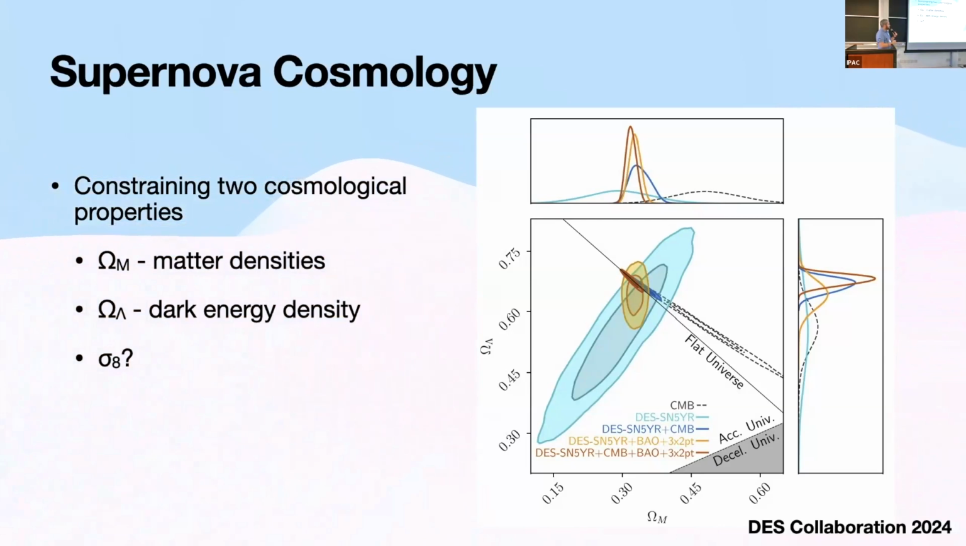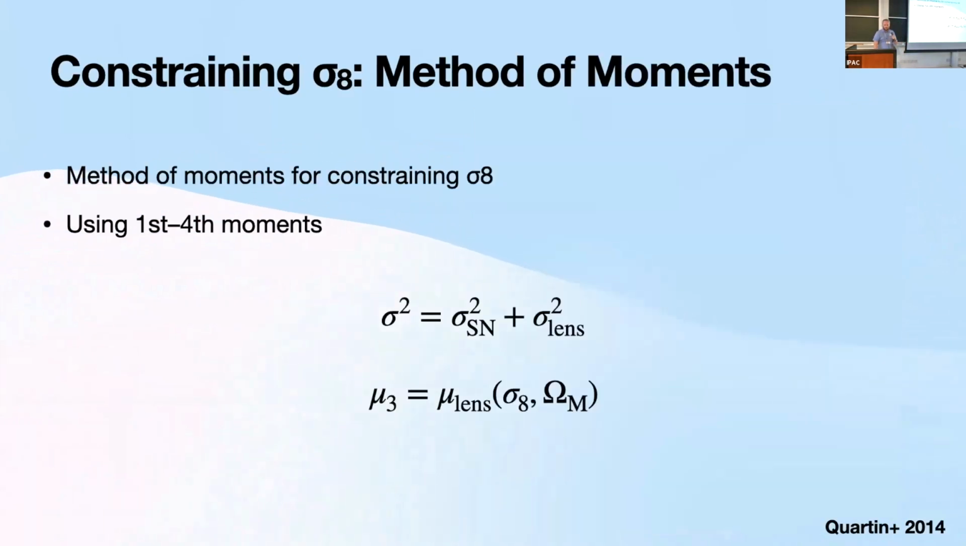So currently, type 1a supernovae are just looking at the expansion history of the universe, which gives us a great handle on the densities of both matter and dark energy, but it doesn't give us the growth of structure very well. And that is because the growth of structure shows up in the higher order moments of the Hubble diagram.